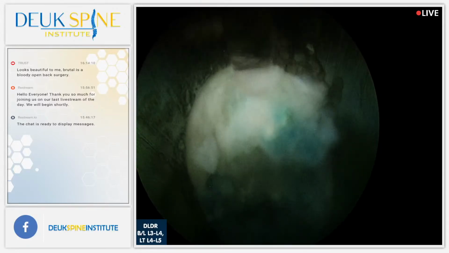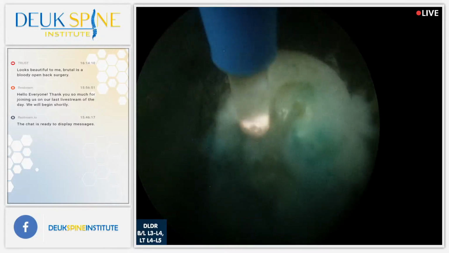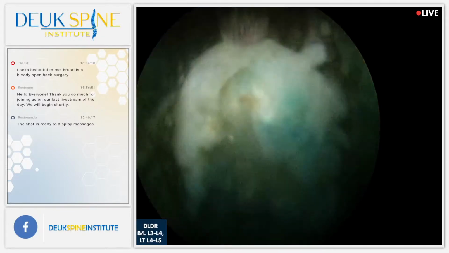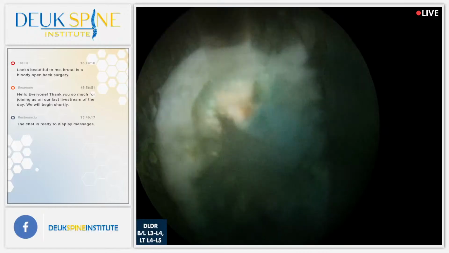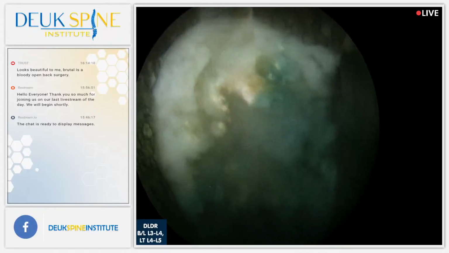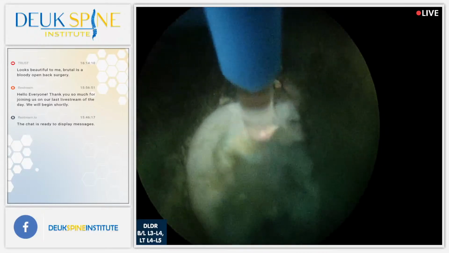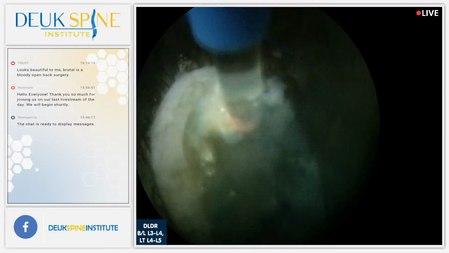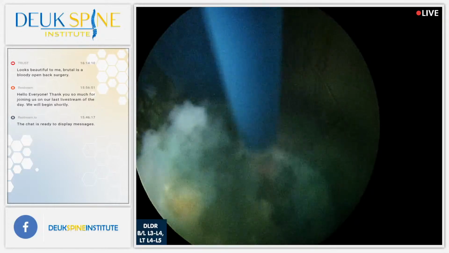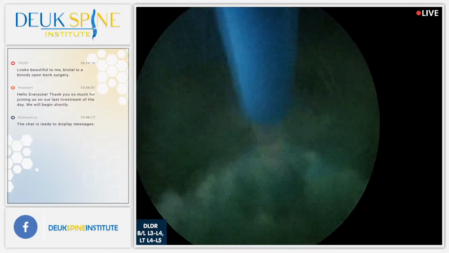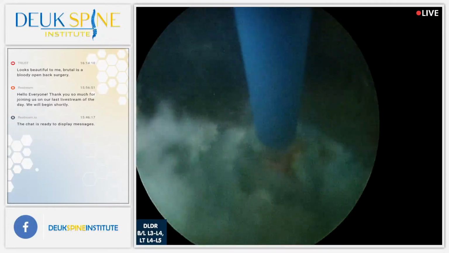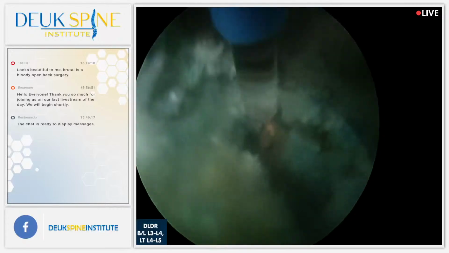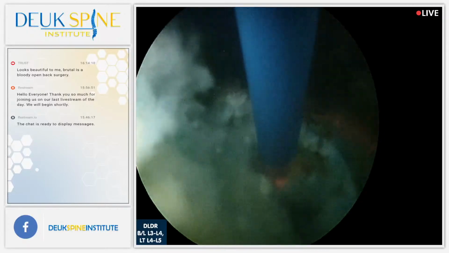Brutal is a bloody open back surgery. Yes, you're right. Brutal is pretty bloody open back surgery. Thank you for pointing that out. I've done a lot of open back surgeries myself in the past. Not bloody though, because we do minimize bleeding here at Duke Spine. Since everything is outpatient, we can't have too much bleeding, otherwise the patient would have to be transfused.